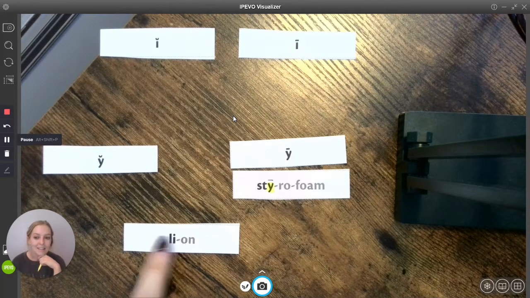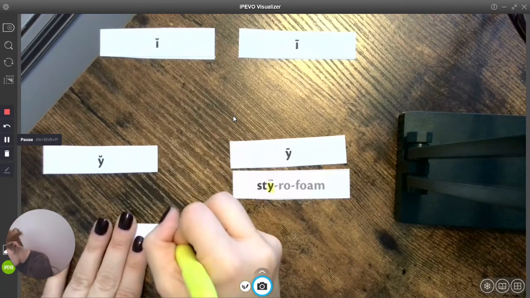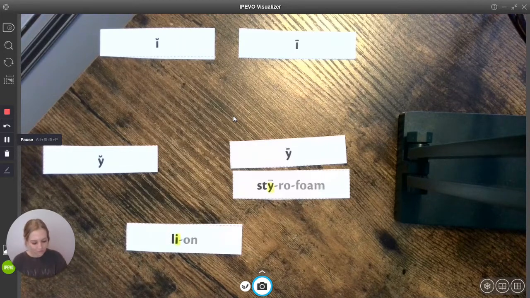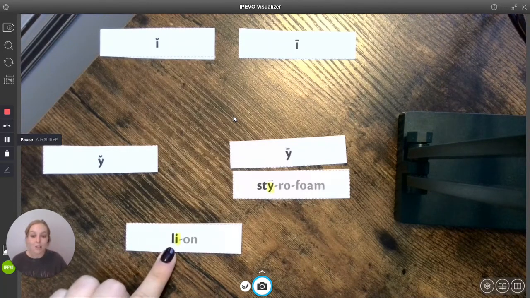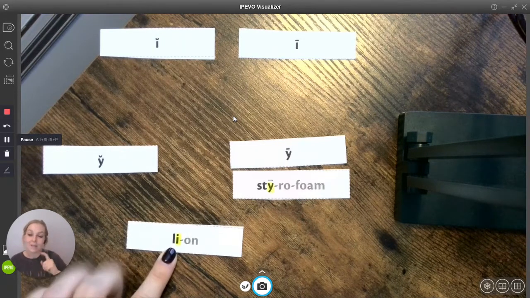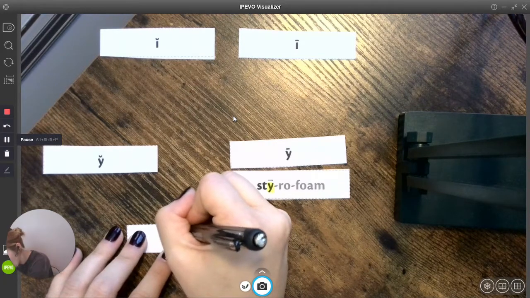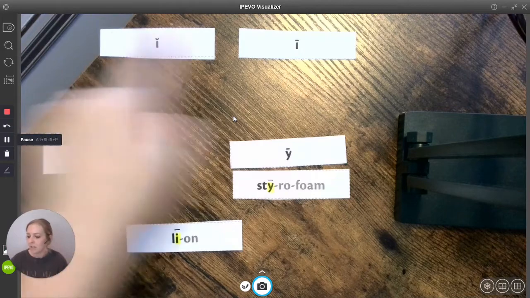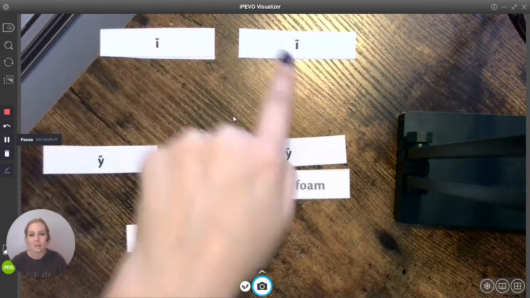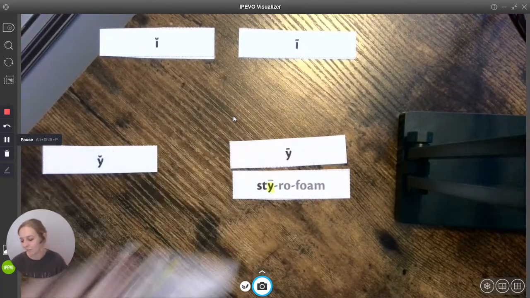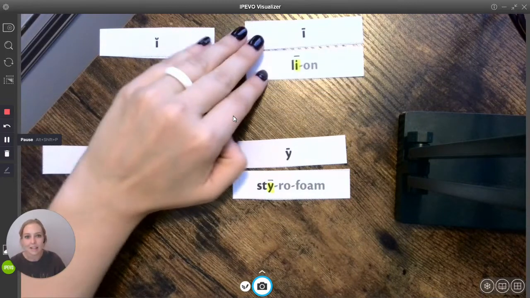Lion, lion, lion. So we're going to highlight the I or the Y that is acting as a vowel. And then we're going to mark if it's long or short. Lion, lion. We already decided we had to use the long I sound. So we have to mark it with a macron. Good job. And we're going to put it where? Tell me when to stop. Stop. Good job. So we're going to put lion under there.